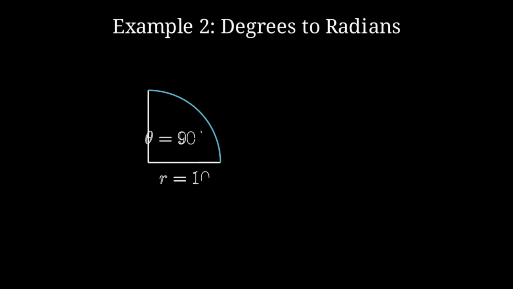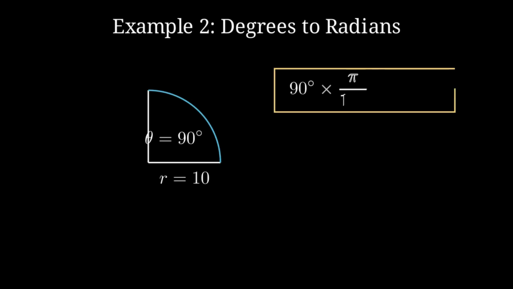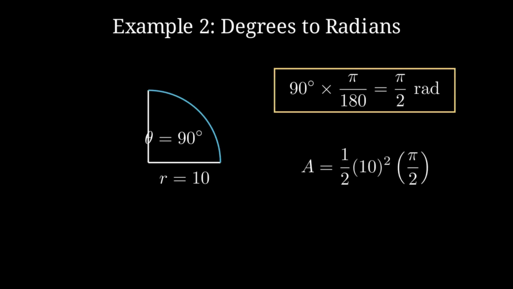If your angle is in degrees, convert it first. For a 90-degree sector with a radius of 10, we convert 90 degrees to pi over 2 radians. Then, half of 100 times pi over 2 results in an area of 25 pi.